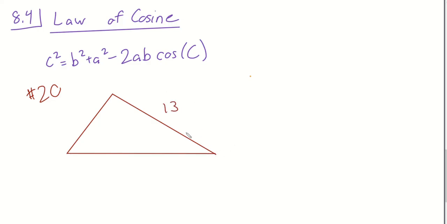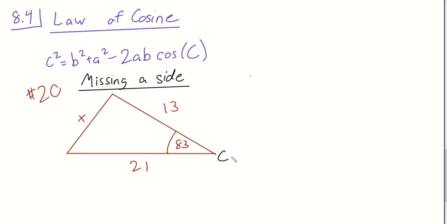Should have been 13, 21, 83, and x. Am I missing a side or am I missing an angle? Yep, so this is missing a side. Let's do some labeling. I have 83. I need my angle. I need that to be C. So we're going to call this C. Let's call this A. Let's call this B. That angle up there is B.